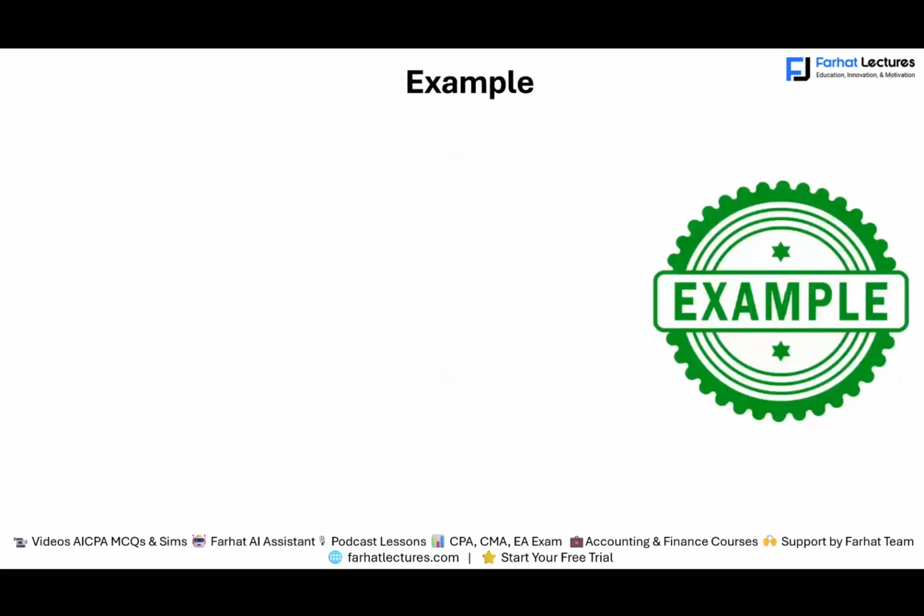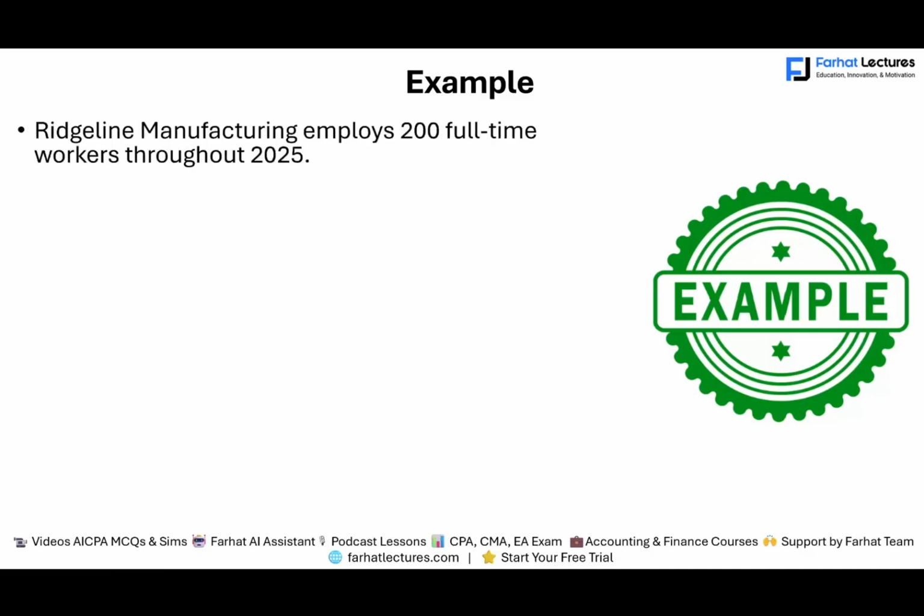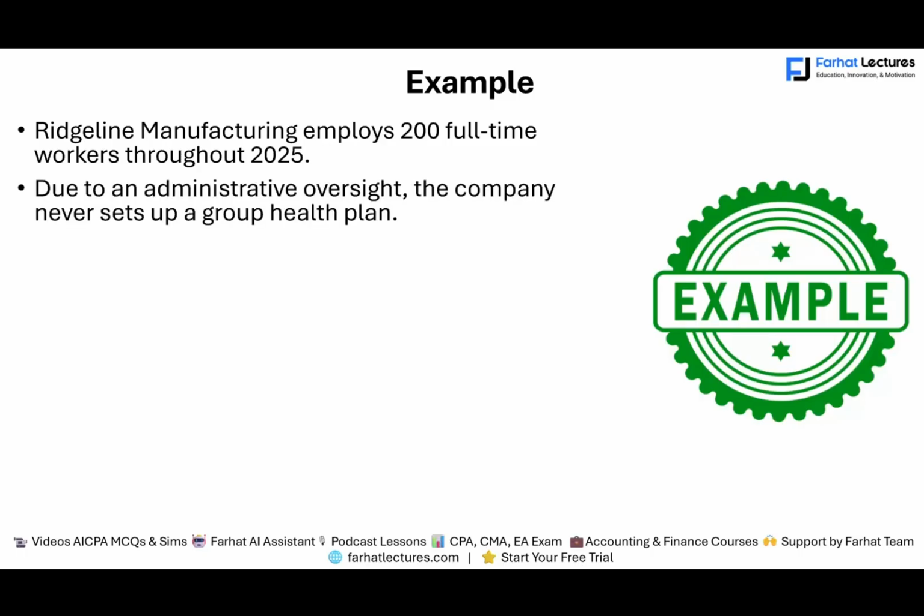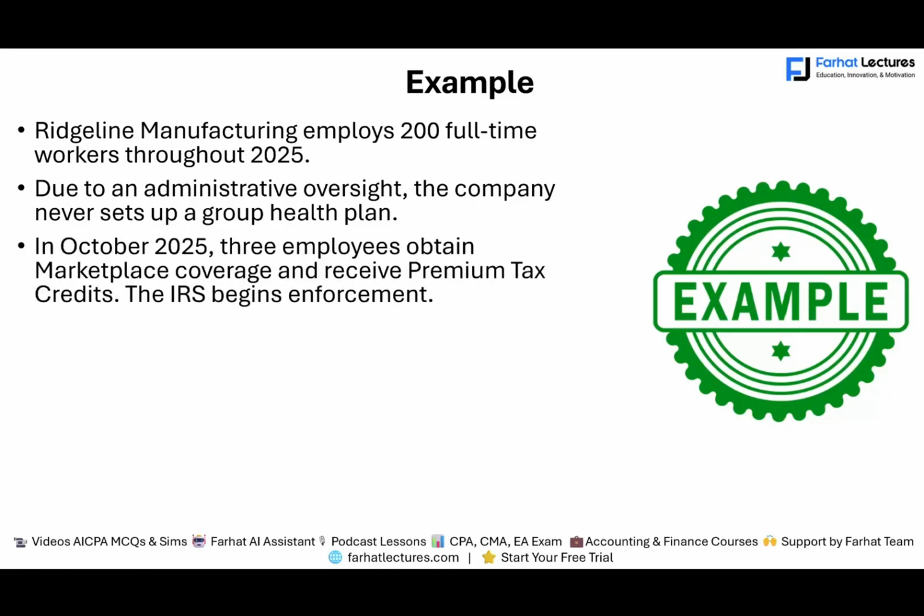So let's take a look at an example with numbers to see how large, how serious that violation is. Let's assume you have 200 employees. Due to administrative oversight, the company never set up a group health plan. Well, you just kind of forgot about it. In October, 3 employees obtained marketplace coverage and received a premium tax credit. The IRS began enforcement. You don't need 3. You only need how many? 1 employee from the 200, you need 1 of them to go to that marketplace.